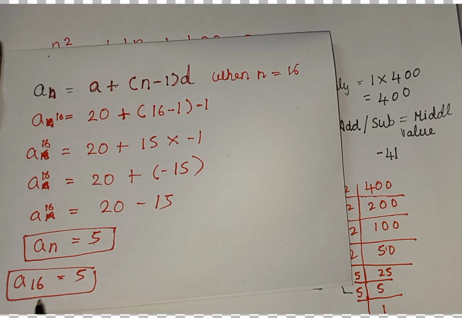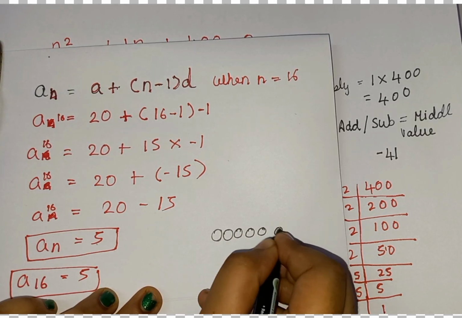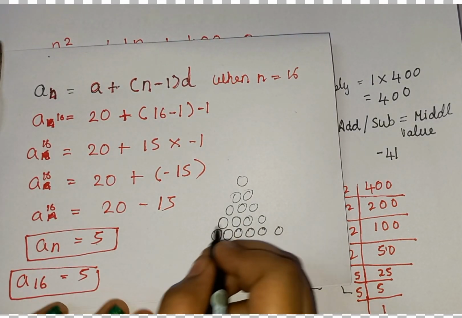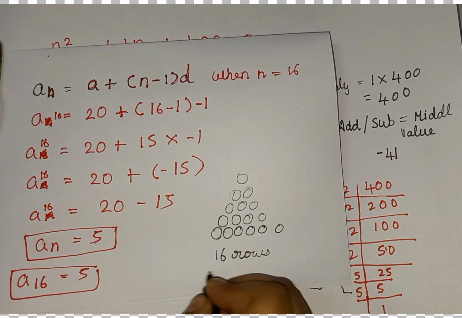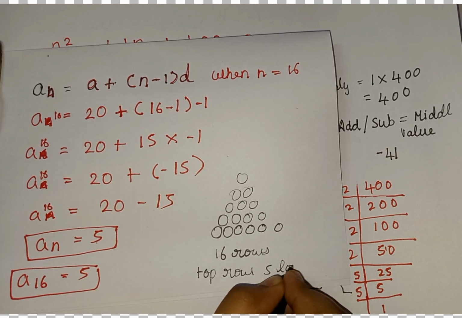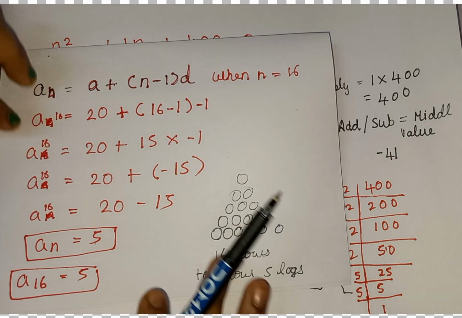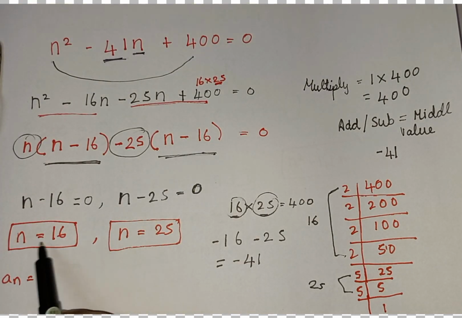So here the meaning of a16 is equal to 5 is, as I just told you guys, we have logs like this. Like this we have rows, right? So there are 16 rows and in the top row there are 5 logs. So this is the meaning of it. There are 16 rows and in the top row we are having 5 logs. But here since you guys know, we got n value as 16 as well as 25.